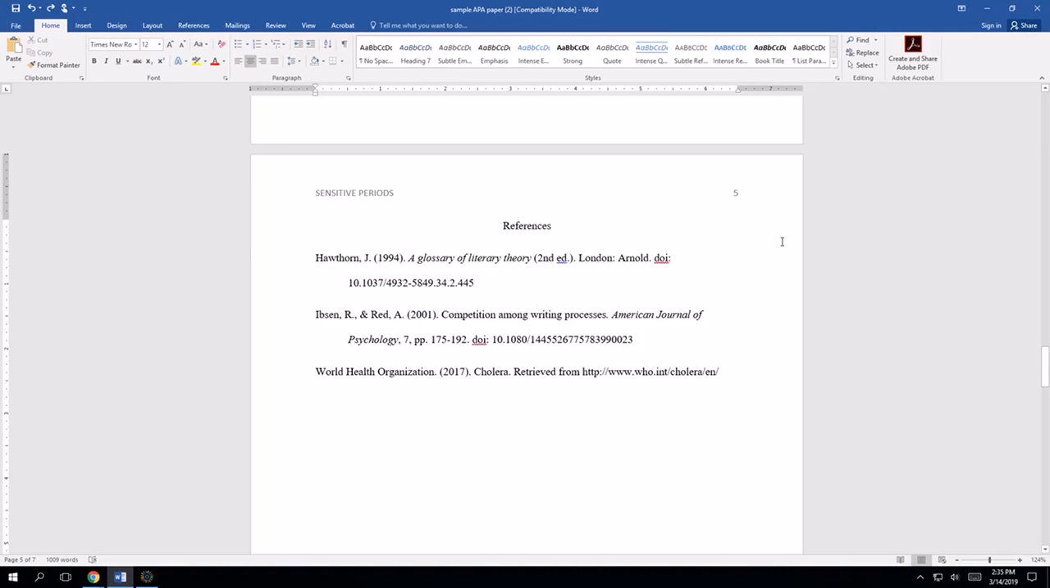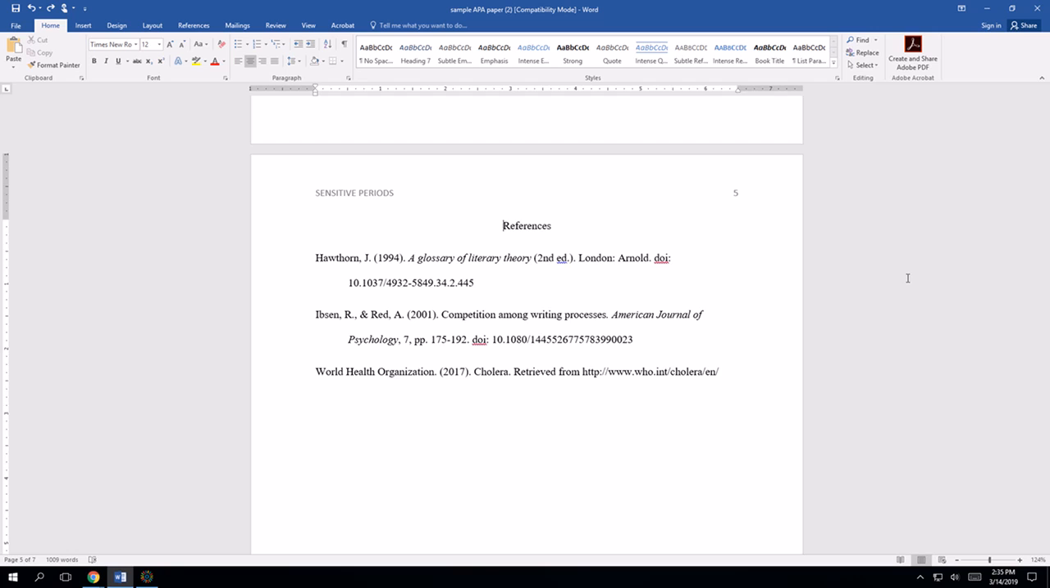Notice that on the references page, we still have the running head and the page number. The purpose of a reference page is to help the reader find and use the sources that you use throughout your paper. So the things that will usually appear in a reference are the author, the year of publication, the title, and the publishing data.